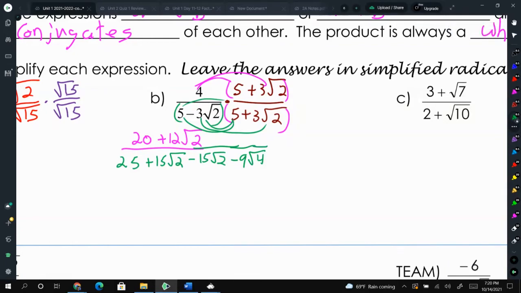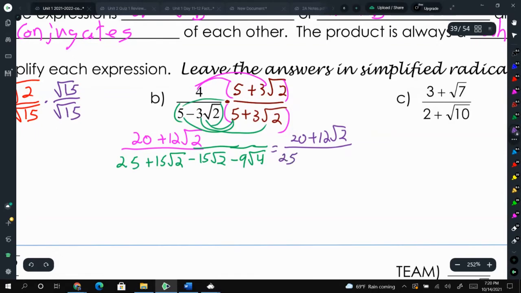Now, I'm just writing this all out so you can see why we can do some shortcuts later on. So the top is still going to be 20 plus 12 times the square root of 2. The bottom now, 25. These two are going to cancel because they're the same thing, just one's positive, one's negative. Now, negative 9 times the square root of 4, the square root of 4 is 2.